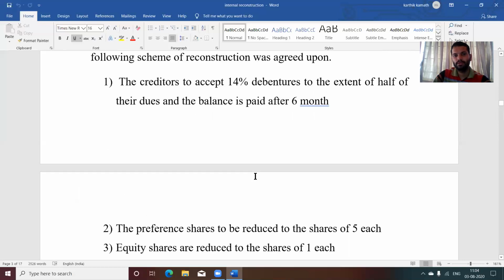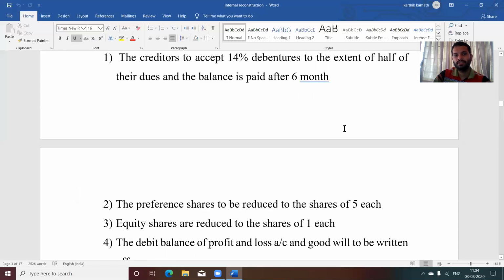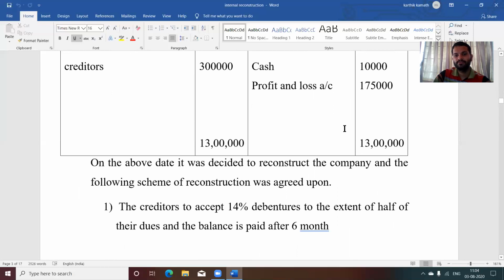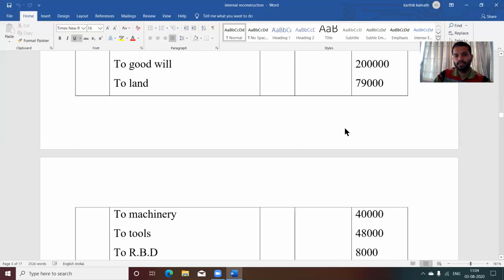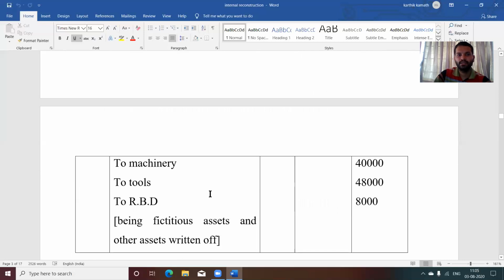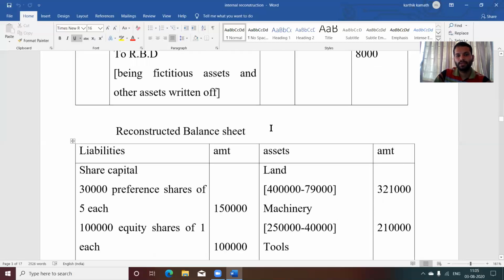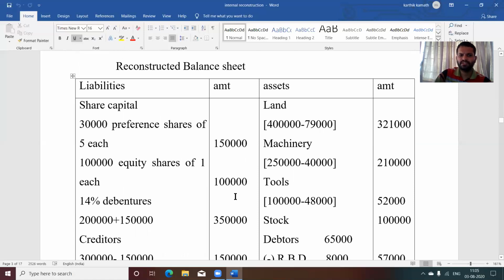See, if you go through the adjustment, what they have said: reduced to shares of 5 each. That means now there are only 30,000 shares of 5 each remaining in the balance sheet. So you need to show 30,000 preference shares of 5 each, that is 1,50,000. The reduced value you are going to consider while writing the balance sheet item. Then 1 lakh equity shares of 1 each. Again, equity shares adjustment, 1 lakh to 1 each. So directly you are going to write 1 lakh.